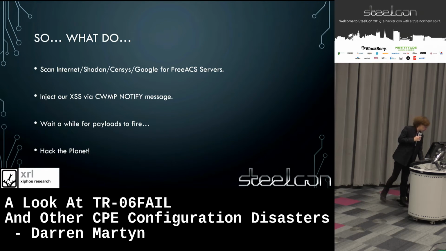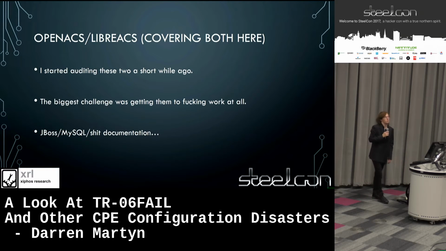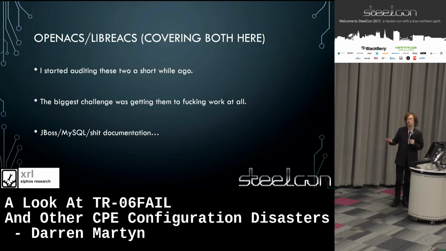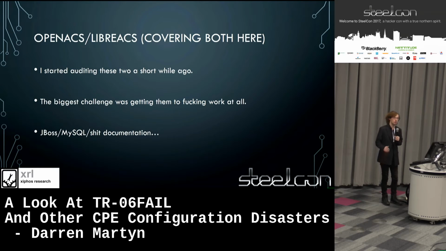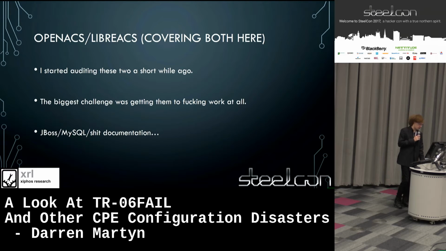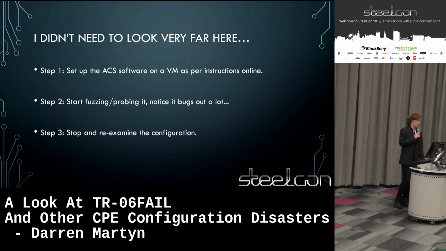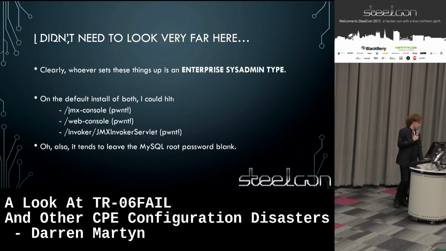It's beautiful. So I thought to myself, well, not everyone's using FreeACS, so I decided to look at OpenACS and LibreACS. Now it turns out that LibreACS is a fork of OpenACS because, yeah. So I started auditing these, and they didn't work. I mean, the software was so terrible it wouldn't run. So I eventually got them running, and I set them up as per documentation, and then I started fuzzing it a bit, and then I thought to myself, wait, this is really bad software that barely works. I should examine the configuration of it.